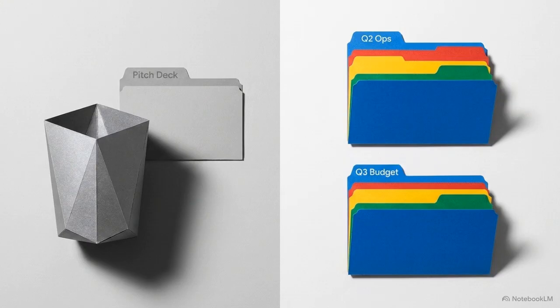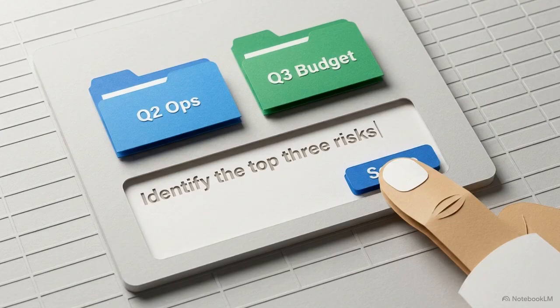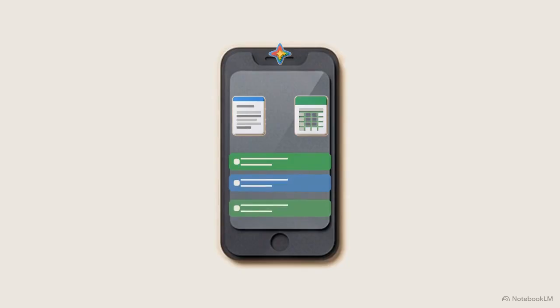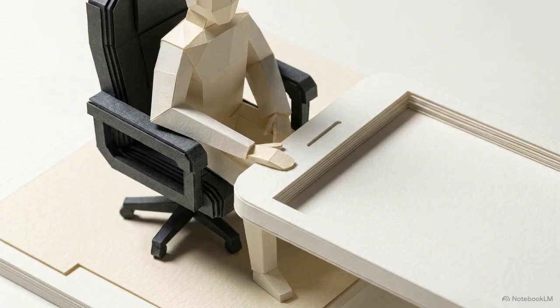We clear out the pitch decks and load in the Q2 operational updates and Q3 budget sheets. Tap the active file chip for the pitch deck and hit Remove to delete it from the analytical context. With the new financial documents loaded, prompt Gemini to identify the top 3 risks hidden across these reports. The system recalibrates its context to focus strictly on these new documents, filtering out the client strategy to highlight operational vulnerabilities. Dynamic source swapping keeps your analysis agile. You pivot from client prep to risk mitigation in seconds, without ever leaving the app.